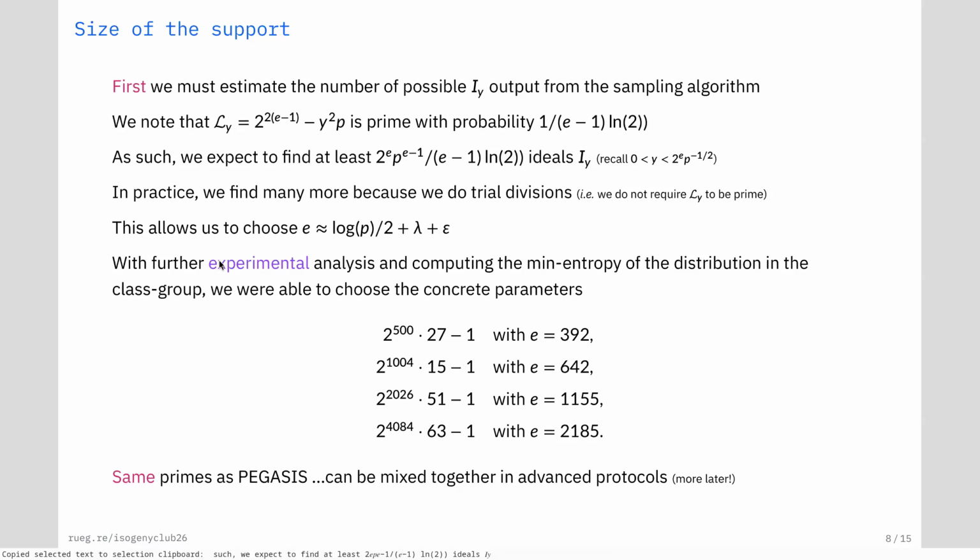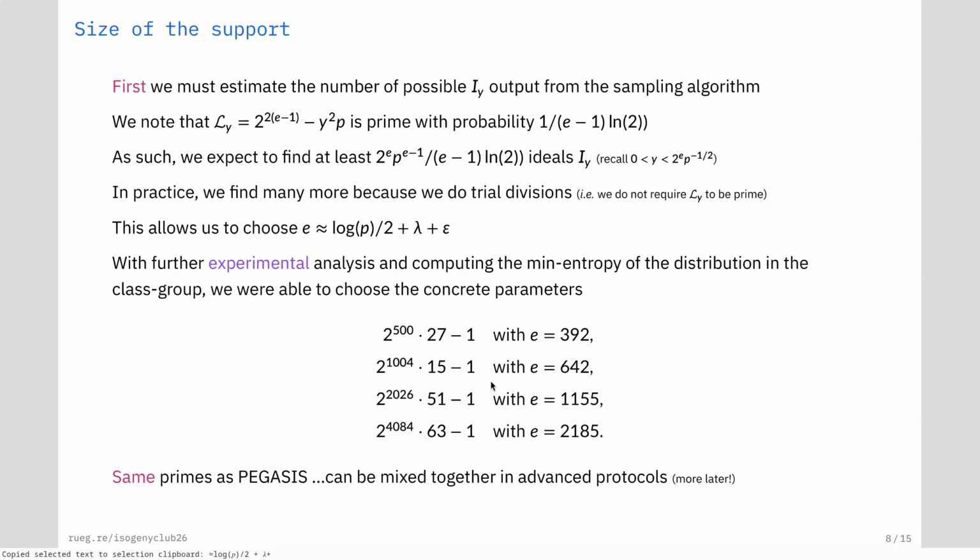The experimental analysis that we did with the collisions, you can apply standard coupon collector statistics to how collisions work for an independently uniformly distributed random variable. And you can also compute the min entropy of the distribution inside the class group. We could choose concrete parameters where E has these concrete values, and they hover around this log p over 2 plus lambda. In this case, lambda is 128, if you want to have 128 bits of classical security.